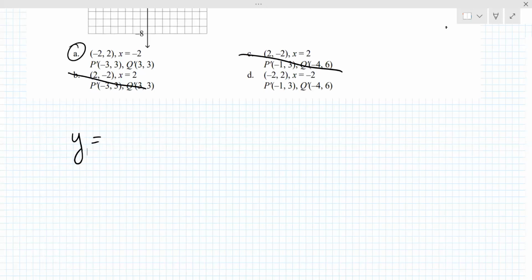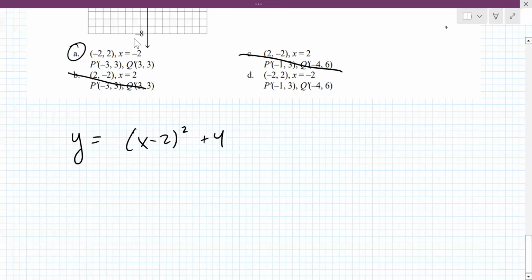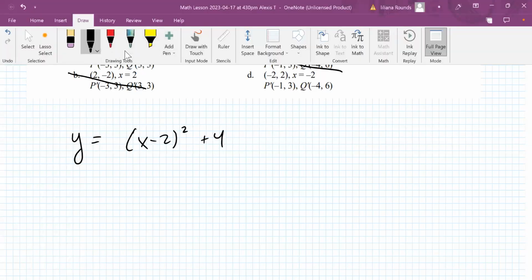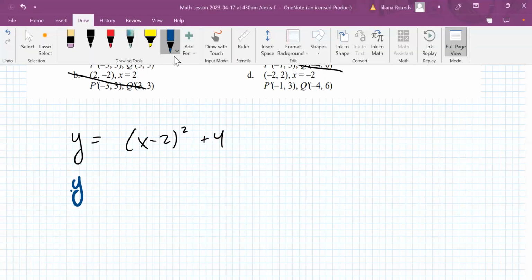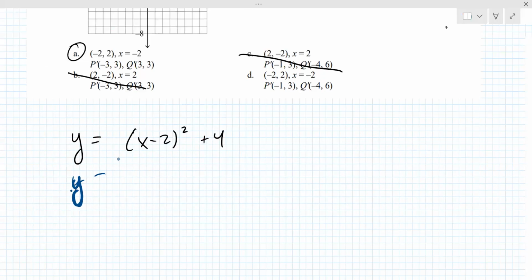Okay, so let me write an equation here, y equals (x minus 2) squared plus 4. And let me write the standard form underneath of it. I'll use blue, I use blue a lot. So we have y equals (x minus h) squared plus k. Okay, so the vertex is h comma k.